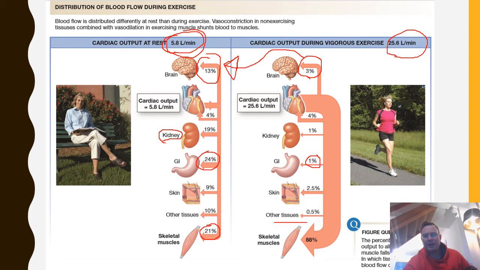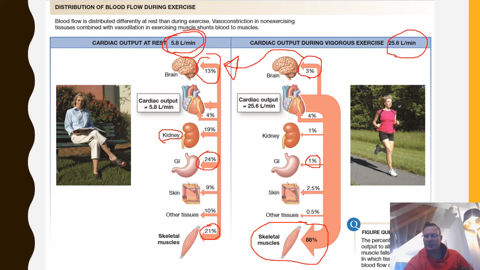And now look here, look how much blood is now going to my skeletal muscle. 88% of just under 26 litres compared to 21% of just under 6 litres. There's huge variation. So this is all happening because of blood vessels constricting and dilating.